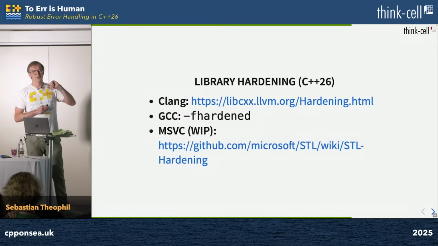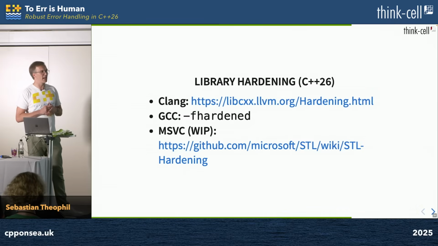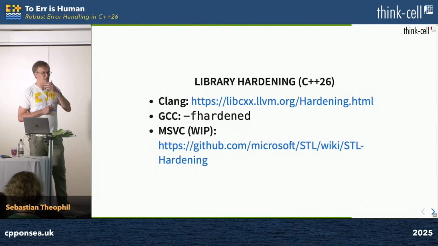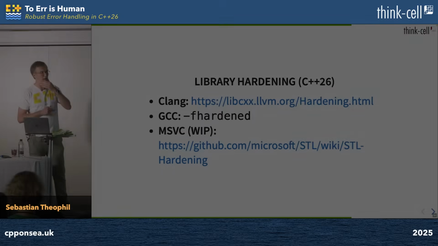Can you compile parts of your code with hardening enabled and parts with it disabled? I think you can. I think there's a talk by Louis Dionne about how they implemented it with libc++, and I think that's a feature, that they are ABI compatible.